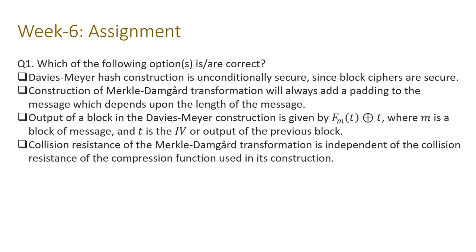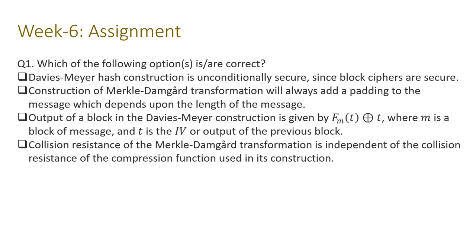The next statement says the output of a block in the Davis-Meyer construction is given by f(m, t) XORed with t, where m is a block of message and t is the IV or the output of the previous block. So is this true? Anyone? This is exactly how the Davis-Meyer construction is given, right?